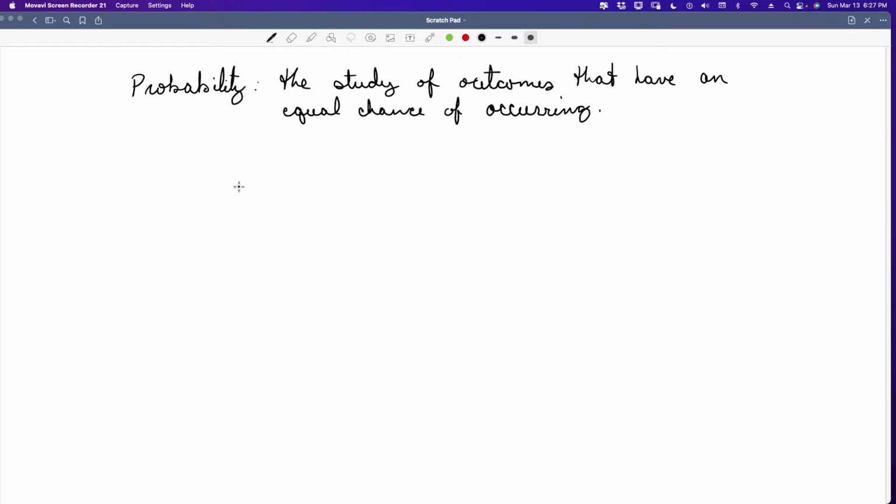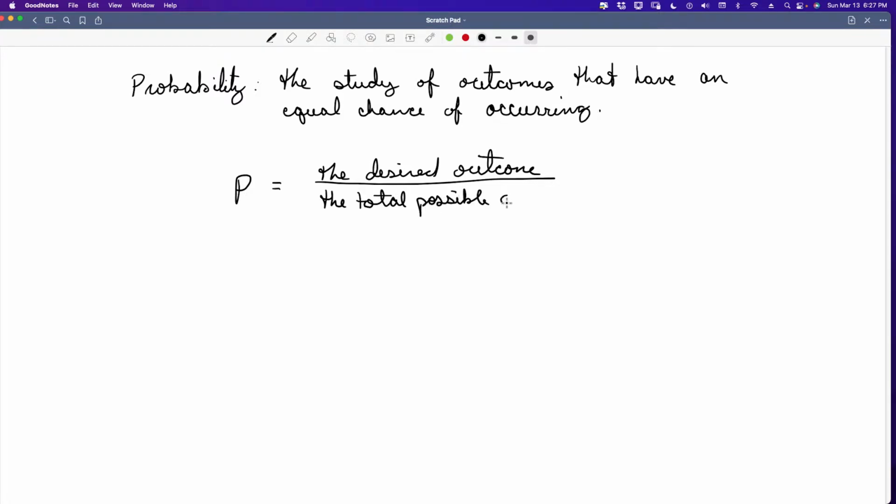So the way that we write the formula for probability, probability is capital P, by the way. We say that the probability is equal to the desired outcome over the total possible outcomes. Okay? So the desired outcome, or the outcome that we want, over the total possible outcomes.